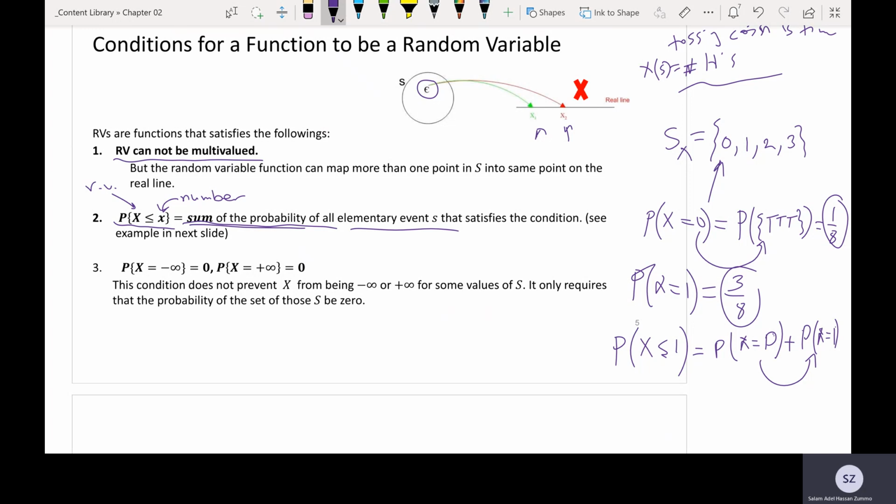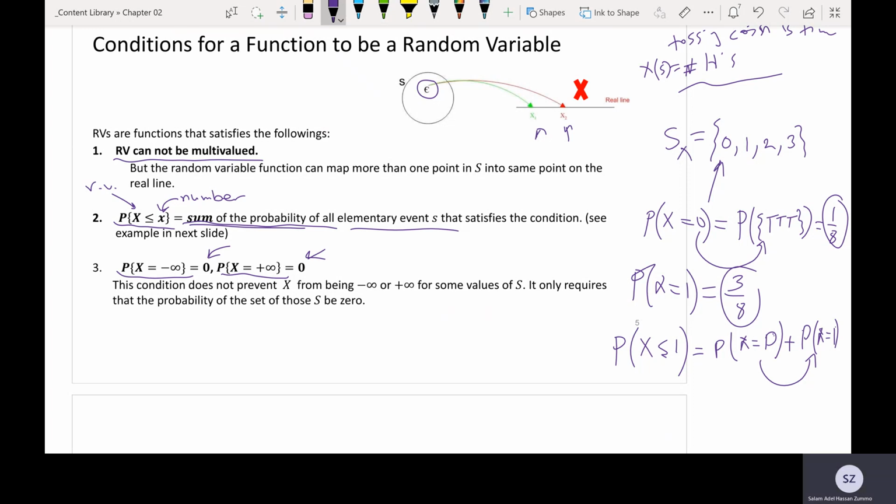Example, just to make sure that we understand. Now, what is the probability of x equals -8? In general, can x be equal to -infinity? -infinity means a very, very small number. By definition, the probability equals 0. What about x equals infinity? By definition, this also goes to 0. Okay.